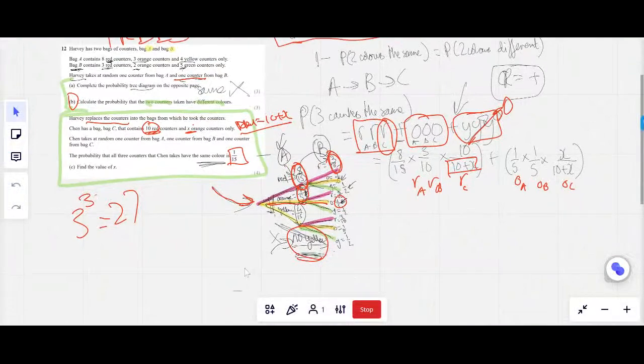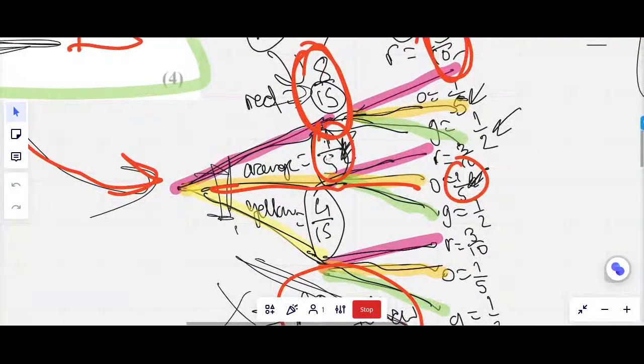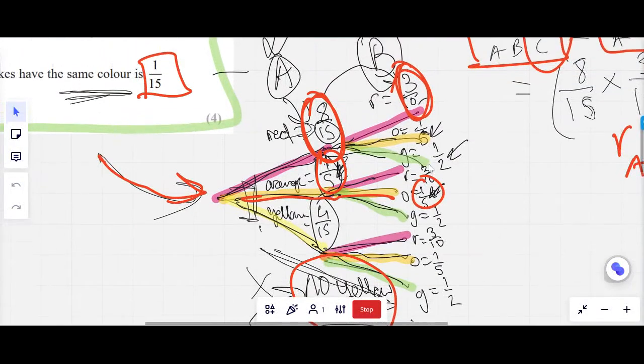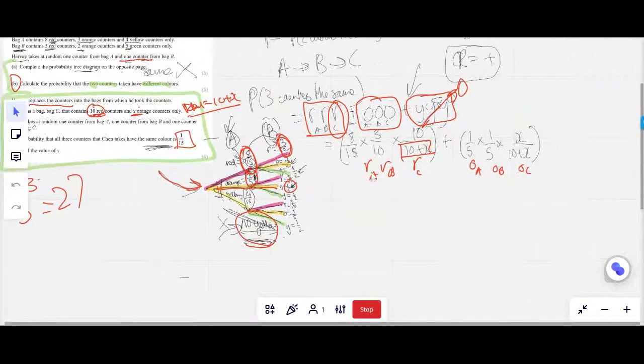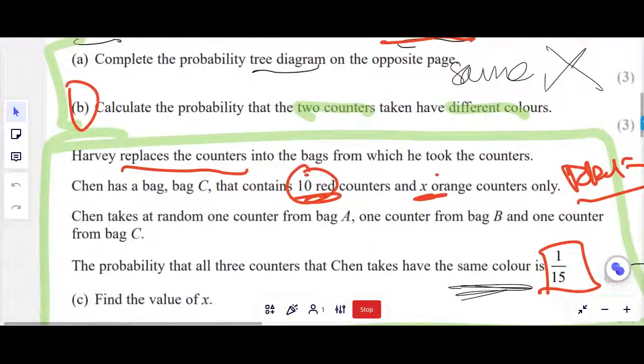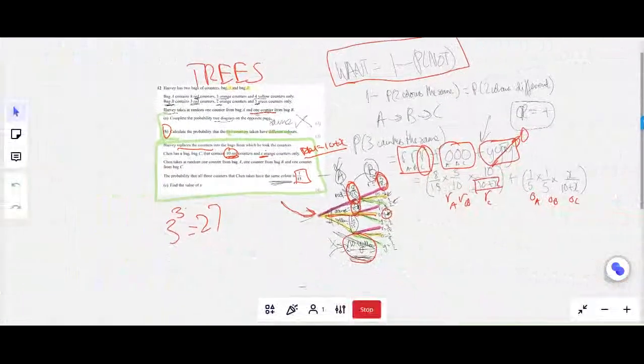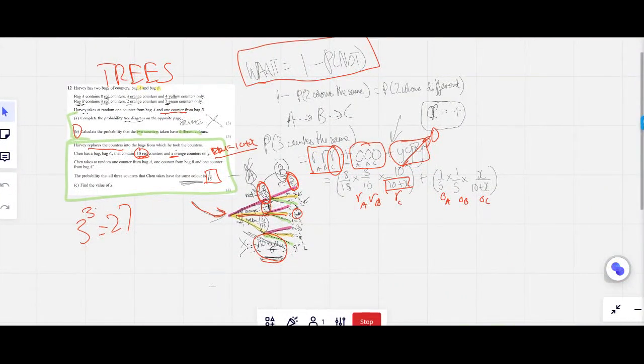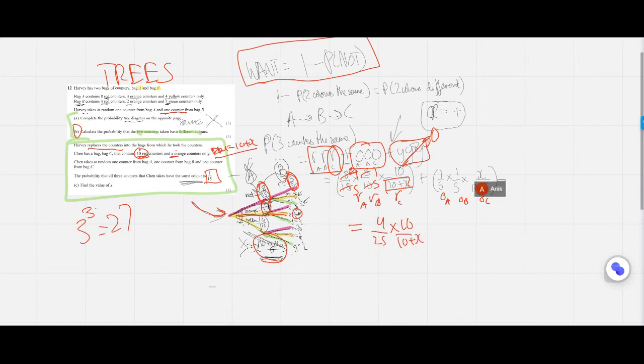Now if I look at the probability tree for orange, I've got 1 over 5 in A times my probability of getting orange in B, which is 1 over 5. And then what's the probability of getting orange in C? Well, the question says there's X orange out of 10 plus X total. So I just times that by X over 10 plus X. And then if I compute this, it's going to end up being 4 over 25 times 10 over 10 plus X. Oh, this is all equal to 1 over 15, by the way. Plus X over 25 times 10 plus X equals 1 over 15.